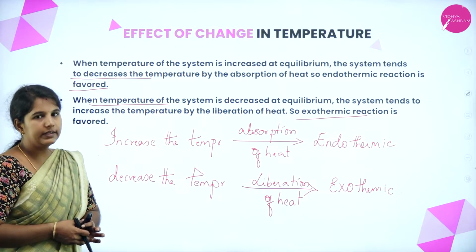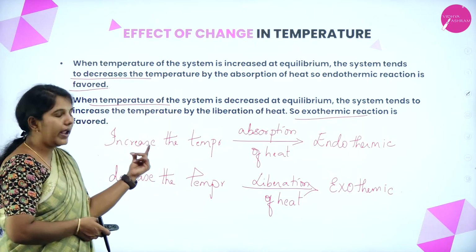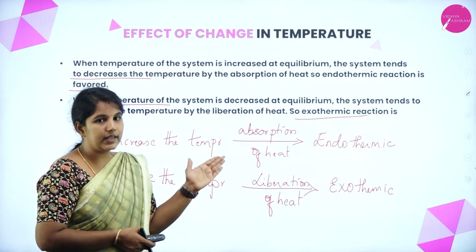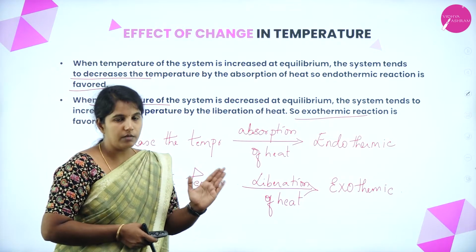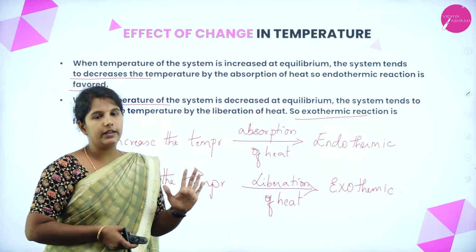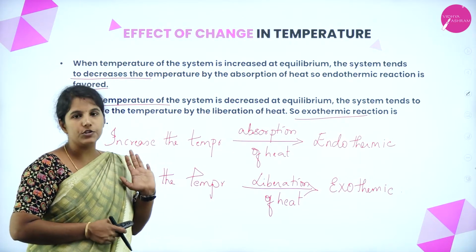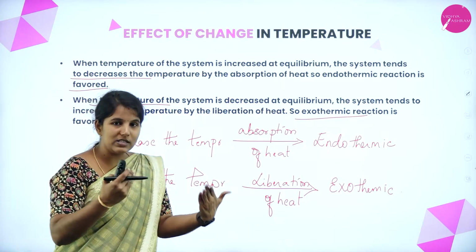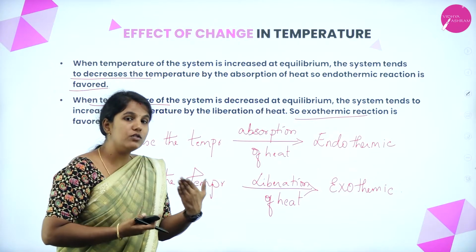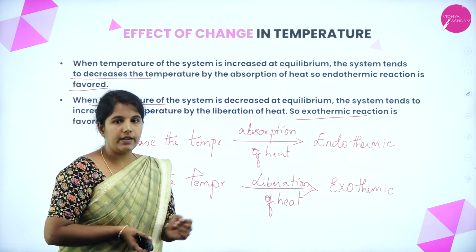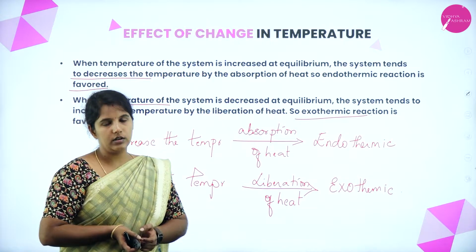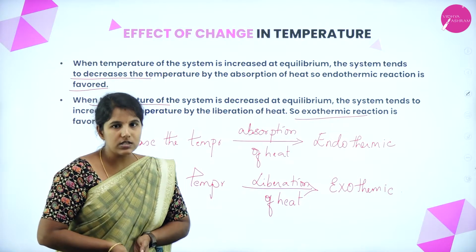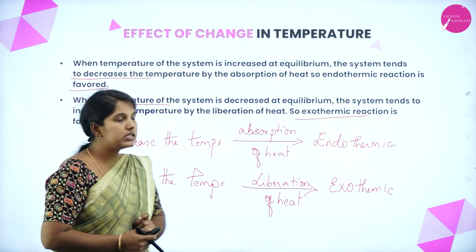So, how can we understand the effect of change in temperature? When you increase the temperature of the system, what will happen? The absorption of heat has to be taken by the system, so that endothermic reactions will be favored in order to nullify the effect of temperature. Suppose I decrease the temperature, the system has to nullify this effect, so that it involves an evolution of heat. Thereby, it favors the exothermic reaction. So, this is how the effect of the change in temperature can be understood based upon Le Chatelier's principle.